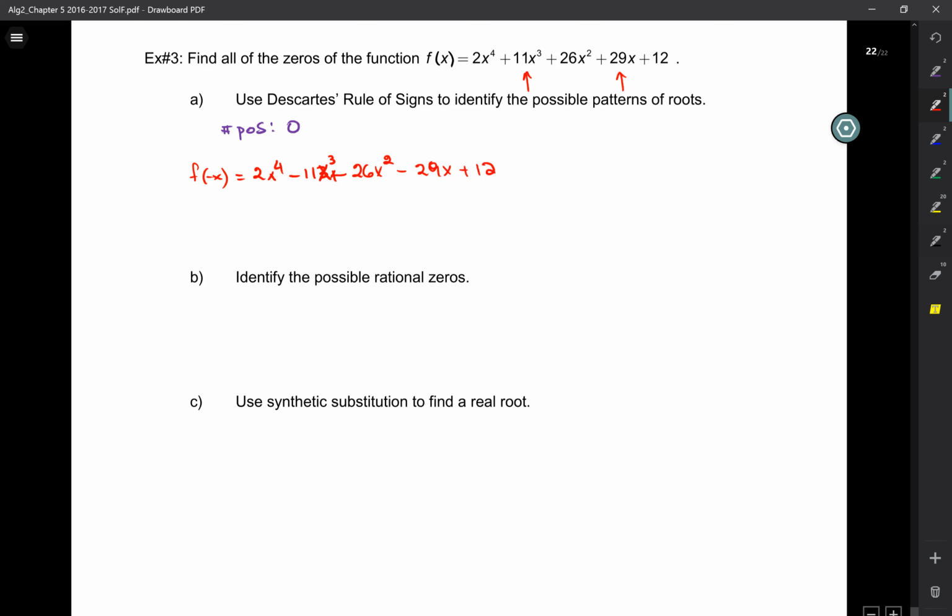And how many times does this change sign? Once, twice. Wait, no, if you turn the negative to the positive. Yeah, 4 times. Is this a plus? Yeah. Well, it goes negative, positive 26. Yeah, it's 4. It changes every time. This is 2x to the 4 minus 11x cubed plus 26x squared minus 29x plus 12, right? I thought that was a minus.